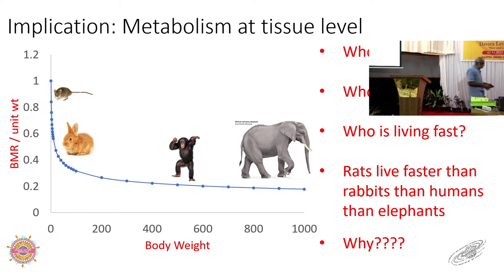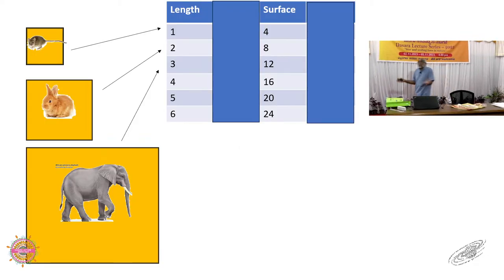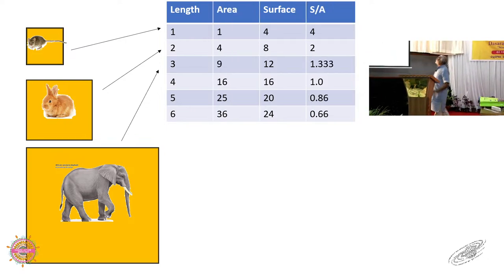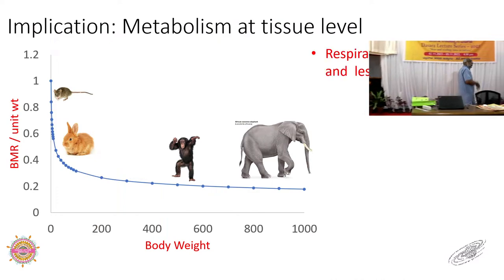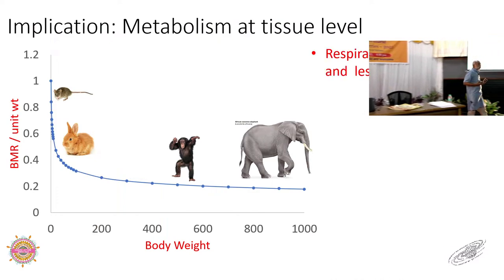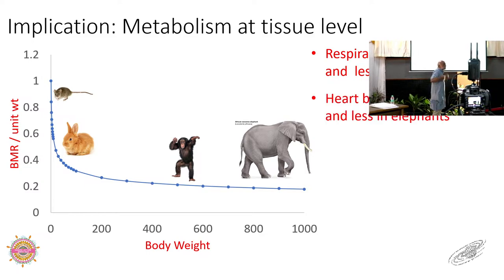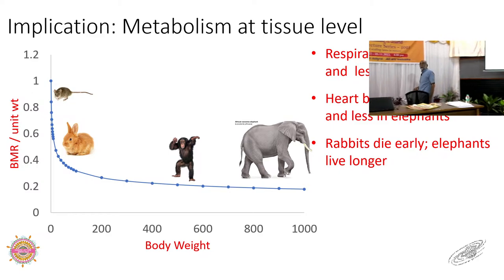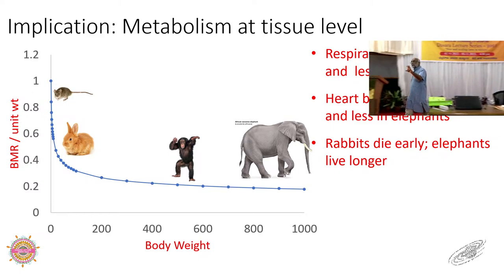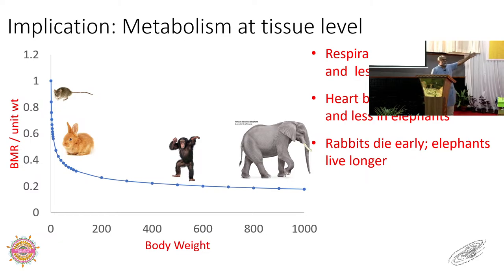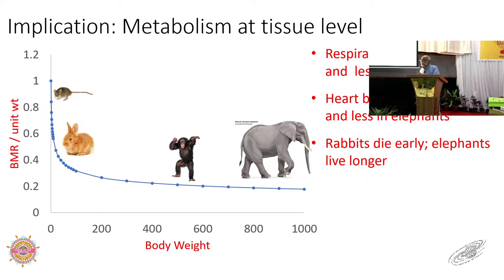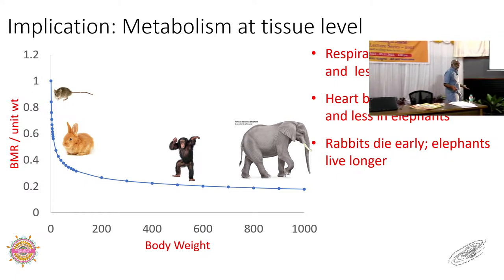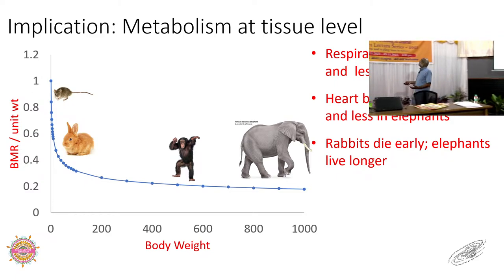But there is also a reason you can explain why it is so, but I will not go into that because of lack of time. But there are implications. What is that? Because the rat is now burning more energy, to supply the oxygen it has to respire faster. So small organisms respire fast, large organisms respire slow. So we are all very slow compared to rats.